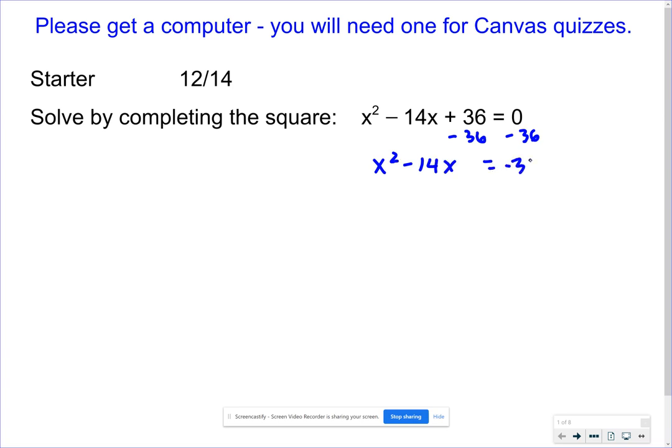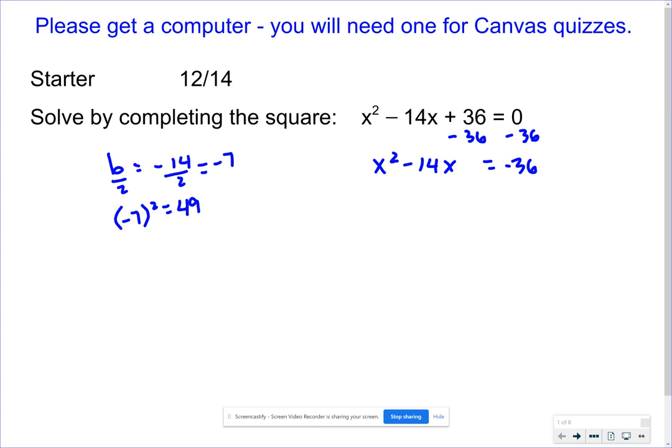equals negative 36. We are going to look at the coefficient of x. That's our b value, which is negative 14. We cut that in half, so we do b divided by 2, the coefficient of x divided by 2. So we get negative 7. We square that value. We get positive 49.